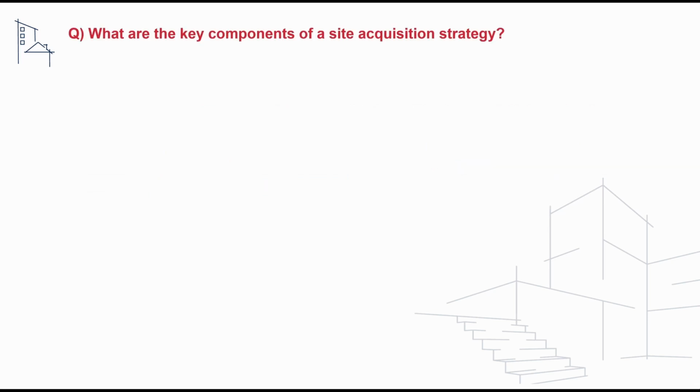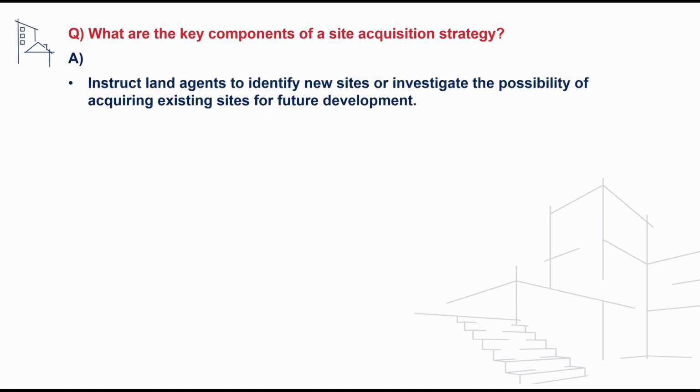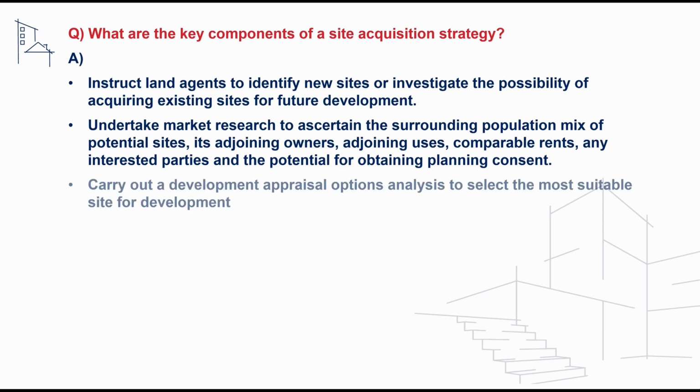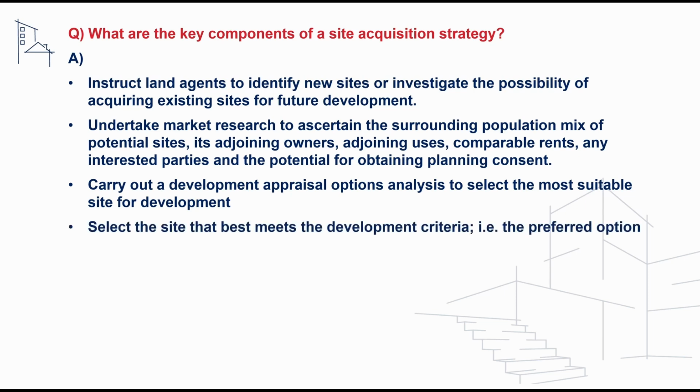And the last question we'll take a look at under this competency is what are the key components of a site acquisition strategy? And to address this, we can say that firstly, we would instruct land agents to identify new sites or investigate the possibility of acquiring existing sites for future development. We could then say that we would undertake market research to ascertain the surrounding population mix of potential sites, its adjoining owners, adjoining uses, comparable rents, any interested parties, and the potential for obtaining planning consent.